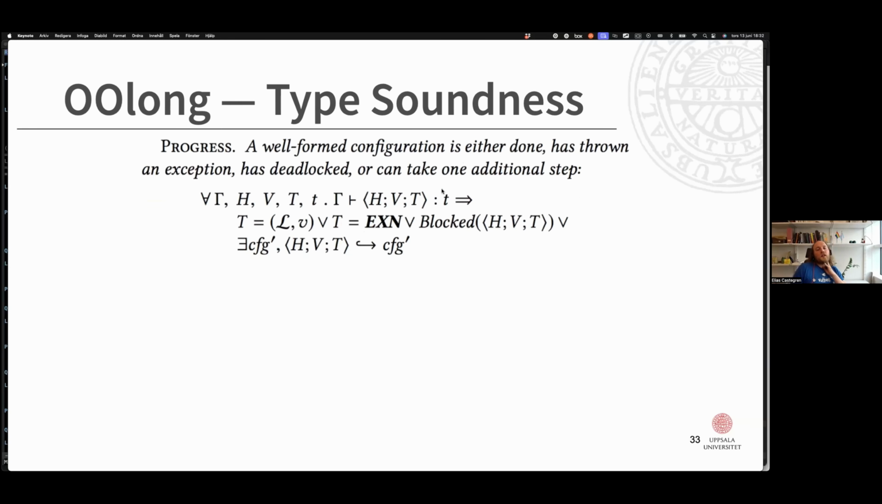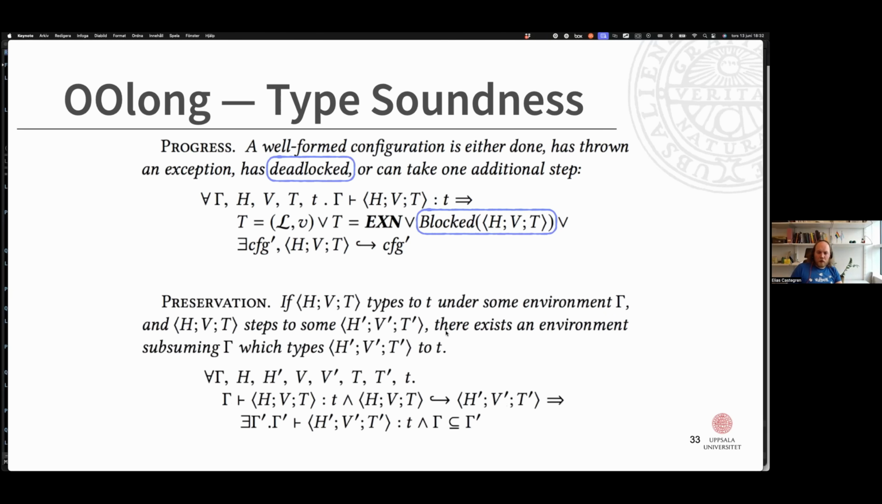So if we have a well-formed configuration, then the thread is either done, like it's reduced to a value, or it's an exception, or it has deadlocked. There's another definition that I didn't show you that says this is a state that we've defined to be okay. Like it's not unsound, it's just a state that we can't progress from because we have deadlocked. We have 2 threads that are waiting for each other's locks, for example. Or there exists another configuration such that we can take a step.